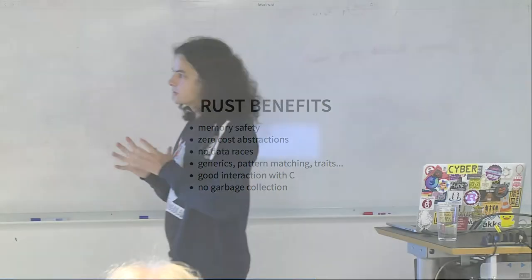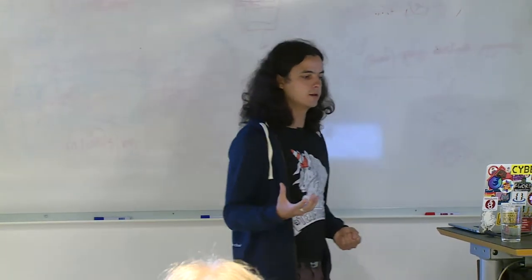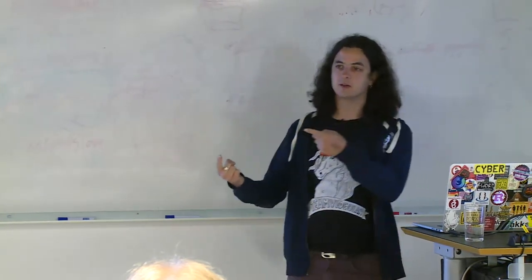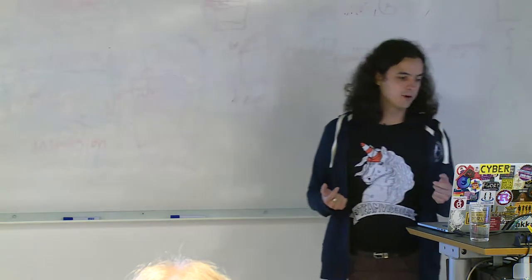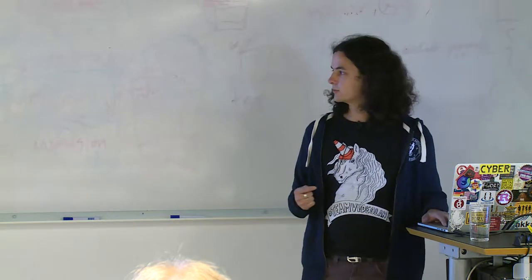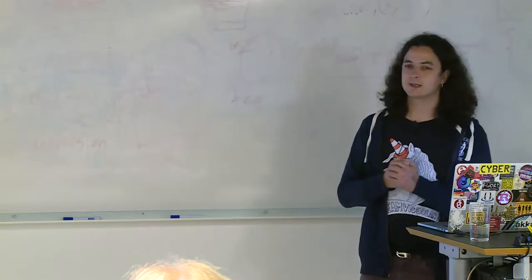It's really good to talk to C. Like you can have good C FFI, you can call into C code, but you can also be called by C code. You can easily export a function that has the same ABI as a C one. It's extremely useful for that. And it's memory safe without garbage collection. So let's rewrite everything in Rust.